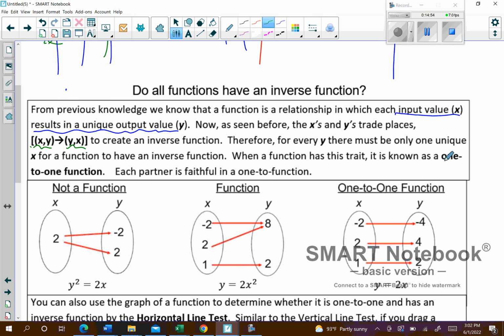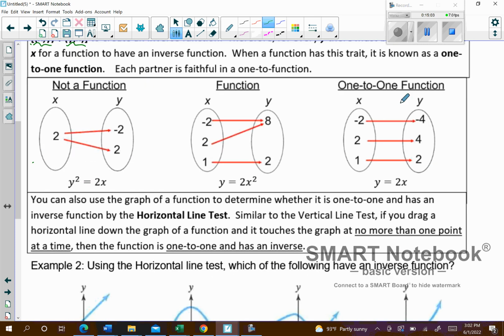So the trait that we're speaking of is where each partner is faithful, is one-to-one. And so if you look over here on the right, this is a one-to-one function because each one is paired up with only a single term. If you look at the one in the middle, it's a function, but the value right here, 8 for y, has two partners. It's not one-to-one, and that's okay.